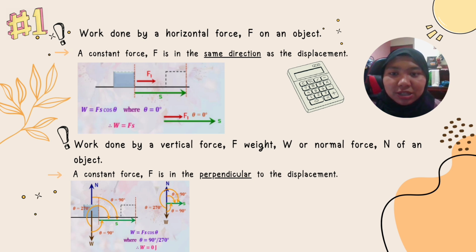The next one is work done by a vertical force F, weight W or normal force N on an object. A constant force F is perpendicular to the displacement. W equals Fs cos theta, where theta equals 90 degrees or 270 degrees. W equals 0 joule.